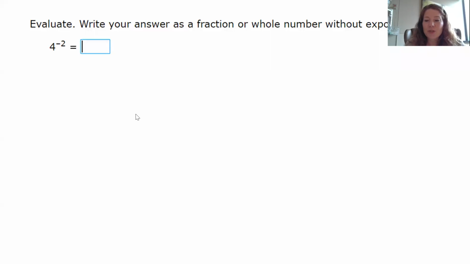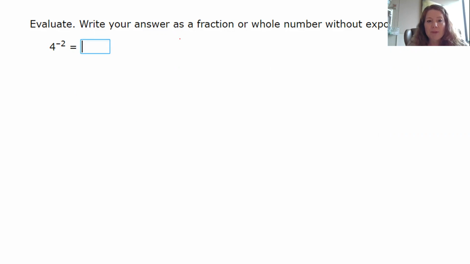Hey guys, I just wanted to go over some problems with you that you'll see in IXL today. So this first section says evaluate, write your answer as a fraction or a whole number without exponents. First thing I wanted to talk about is that if you have the calculator I've been talking about, you can do this problem directly in your calculator.